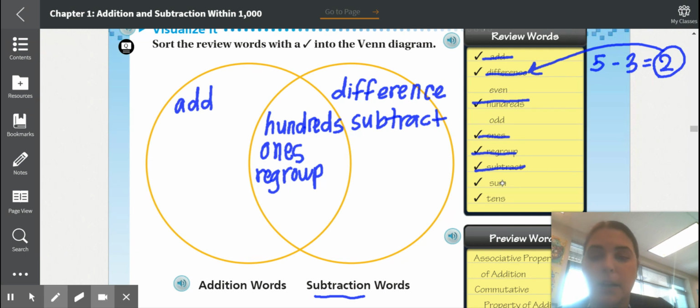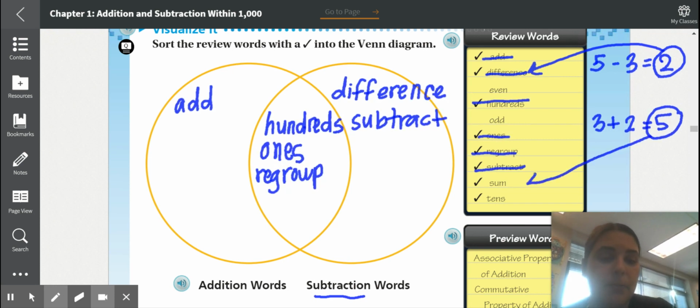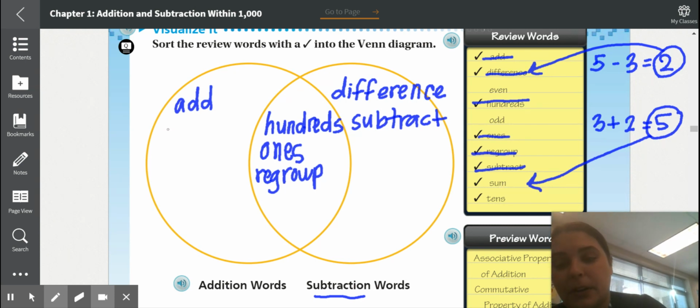Next word is sum. When you are adding, you're finding the sum. Let's do an example over here. 3 plus 2 equals 5. Well, the answer to an addition problem is called the sum. So if we said find the sum, you would know that you needed to add. So that is an addition word.